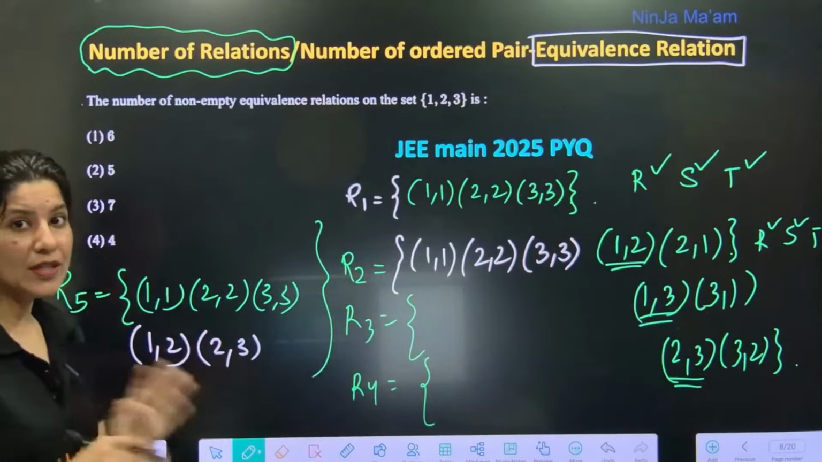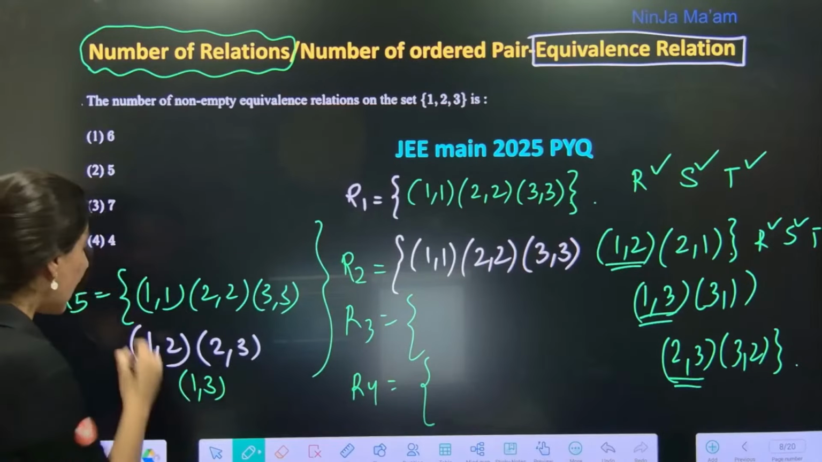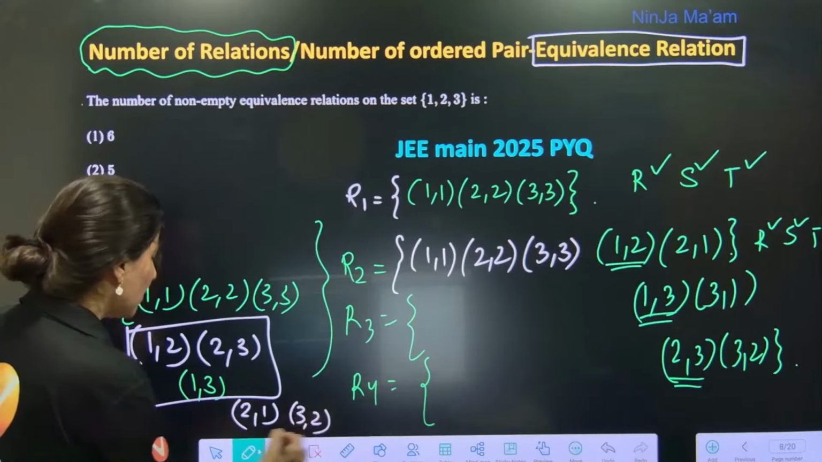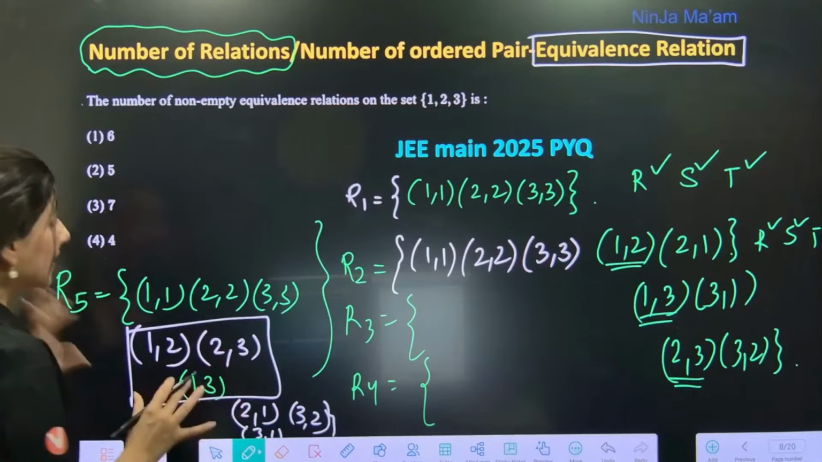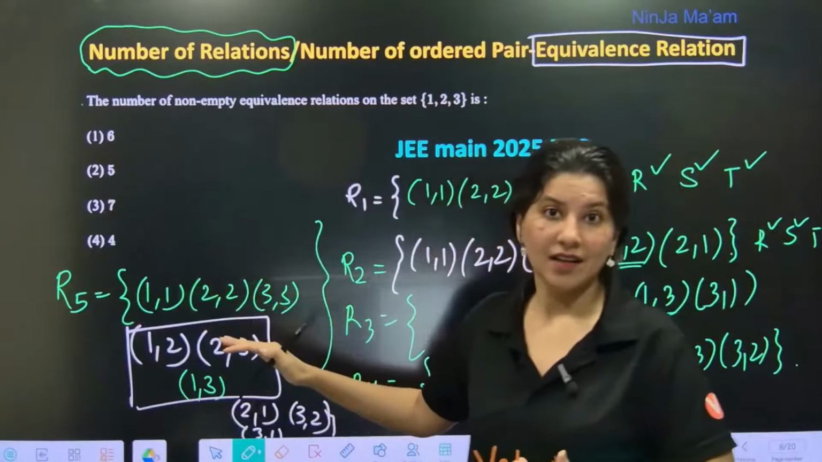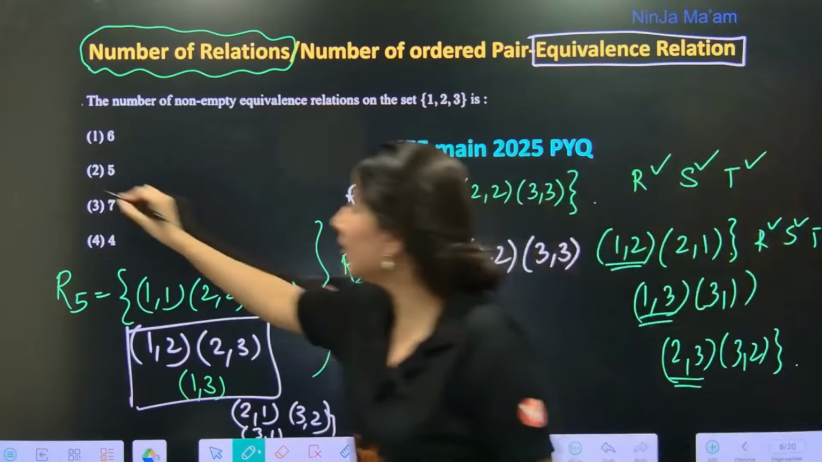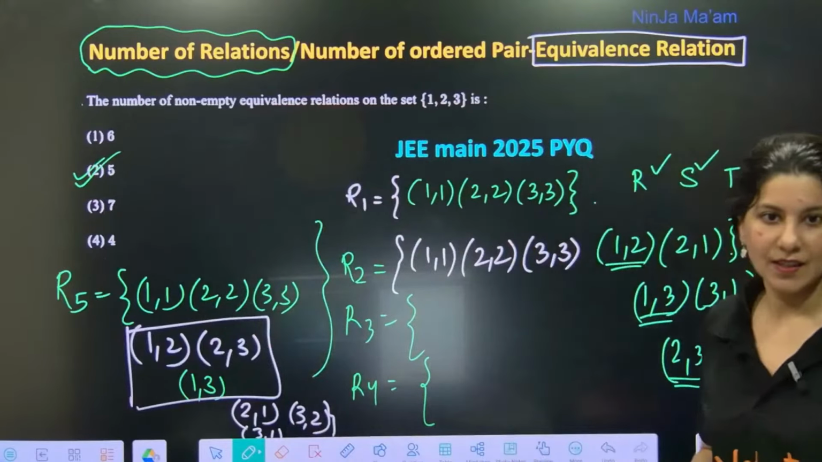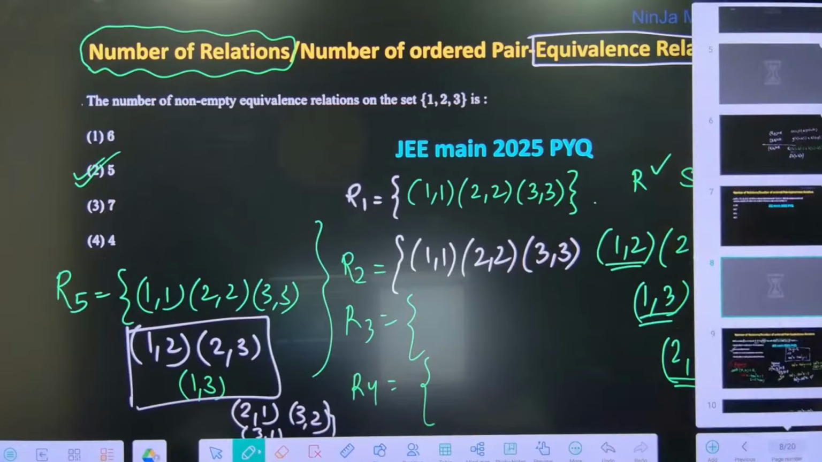Now, (1,2) and (2,3) I have added. So to make it transitive, (1,3) also is needed. And now to make it symmetric, I need to add (2,1), (3,2) and (3,1) as well. So can you see all possible ordered pairs are there in relation number 5. That means we are at a dead end, because all possible ordered pairs I have put in relation number 5. So only 5 such relations will be there. No more ordered pairs I'll be able to create. So this is how it is.